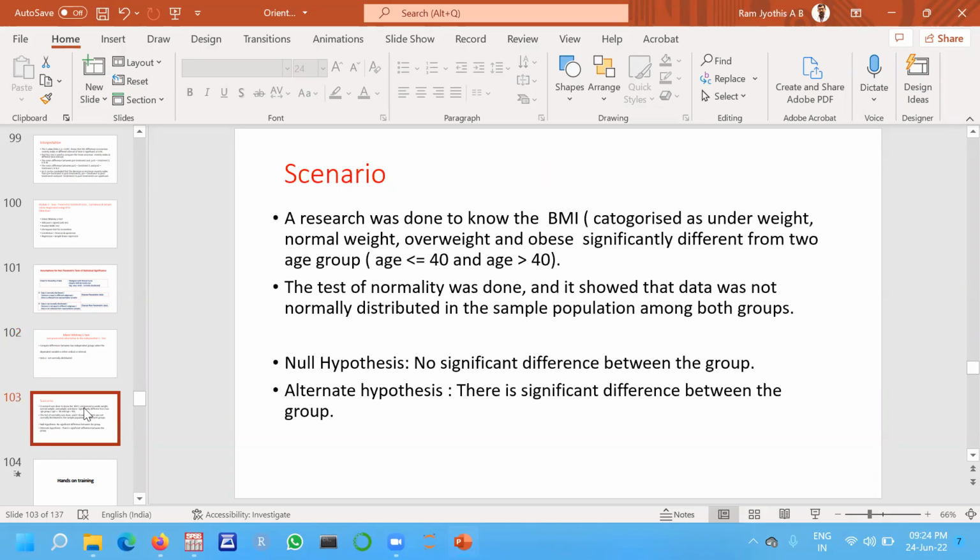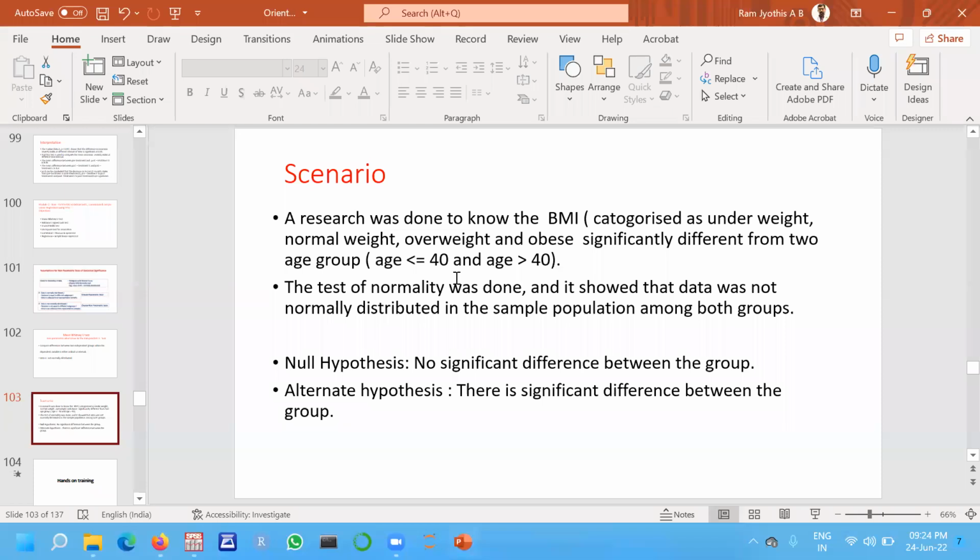Now, let us see the scenario. A research was done on BMI. Here it is not numerical data, it is categorical data, because the BMI is categorized as underweight, normal weight, overweight, and obese, not in terms of 18.5 or something like that. The question is whether it is significantly different between two age groups. So this is also a categorical variable: age less than 40 and age more than 40.